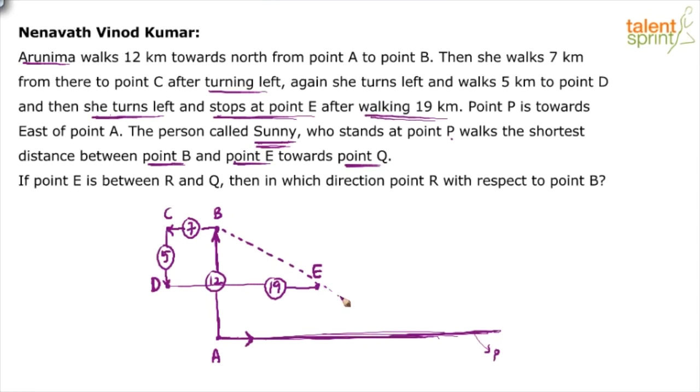So let us extend it, and let's assume point P is here. Are you able to follow? So we can say that this is point B. Sunny started walking in this direction. He covers the shortest distance between point E and point B towards point Q. He's going towards point Q, so point Q is somewhere here.